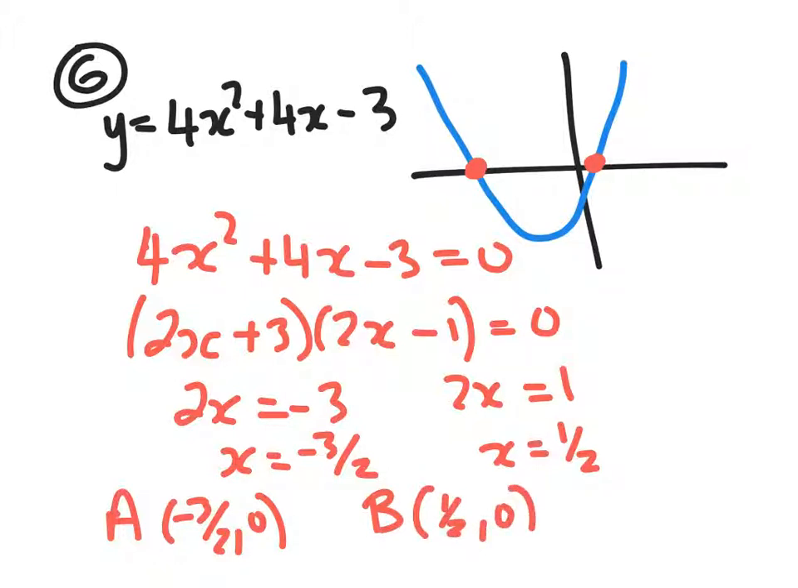Question did ask for the coordinates, so you need to give it as coordinates. Secondly, how do we find where it cuts the y-axis, the green dot there? Well, it's always the number at the end, but not as you have written down. It's a coordinate, so it has to be written as 0, -3, not just -3.